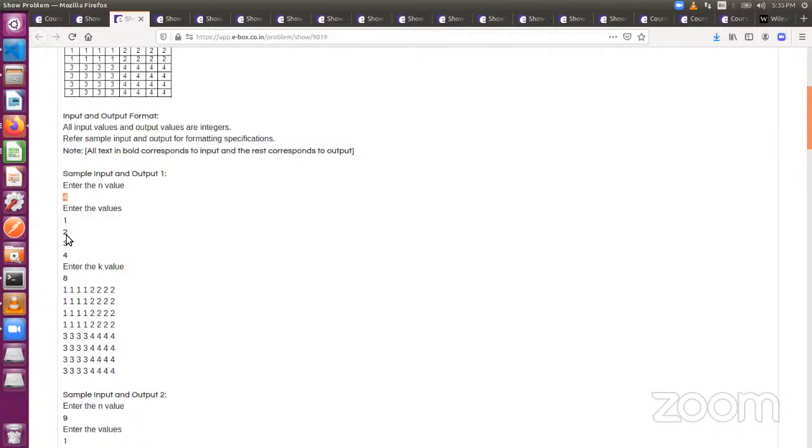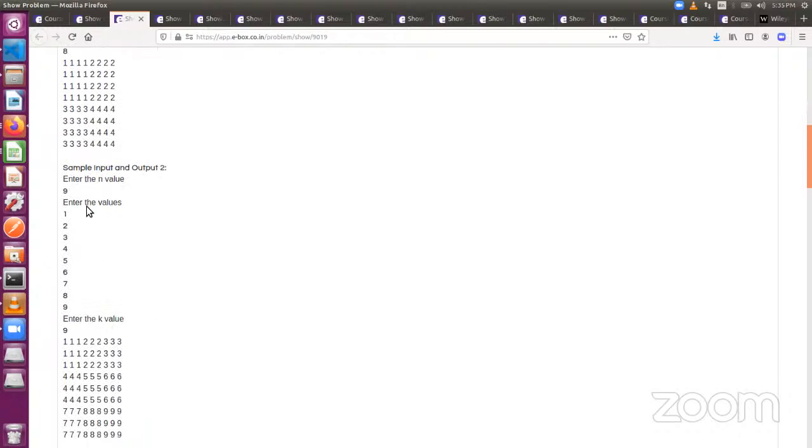After forming a square, based on the k value given, you can see how much to expand. So you'll get a 2 cross 2 matrix, and using that 2 cross 2 matrix, it has to be converted to an 8 cross 8 matrix. So it should be scaled by a factor of 4. Each element will become a 4 cross 4 matrix.